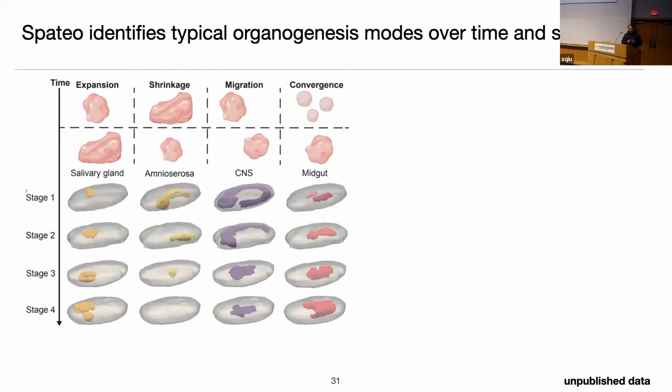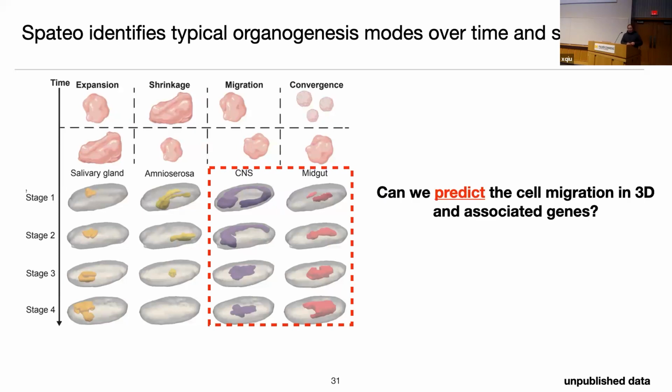And indeed, when we analyze the spatial data from the Drosophila, we are able to identify all those patterns. For example, the central nervous system actually migrates, and the midgut, which started with two pieces, will actually converge into a mature one. The next natural question is, can we actually predict how each individual cell migrates during this kind of organogenesis process? And importantly, can we actually identify the genes that enable such migration?